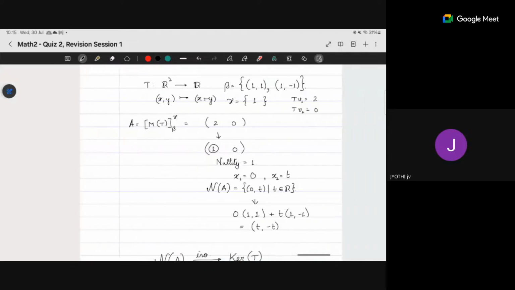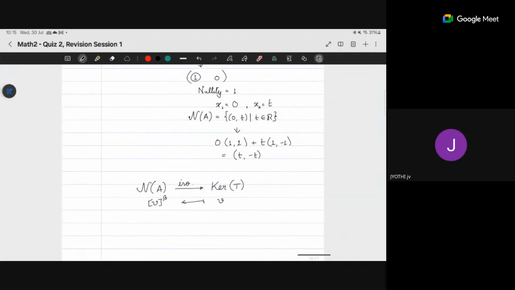So here, just like I said, null space of A is isomorphic to kernel of T. Column space of A is isomorphic to image of T. And that isomorphism is exactly given by the coordinate representation of the vectors.